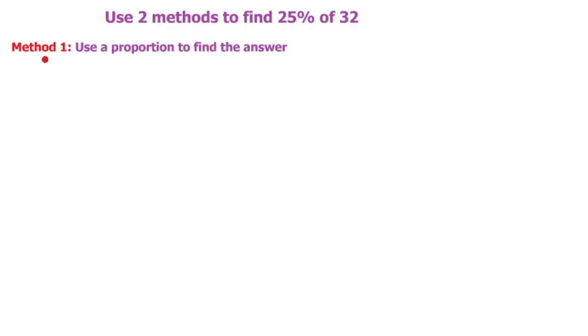So the first method we're going to use is a proportion. So use a proportion to find the answer. So a part over a whole equals the percent over 100. Okay, so this is how we're going to try to solve this particular problem.